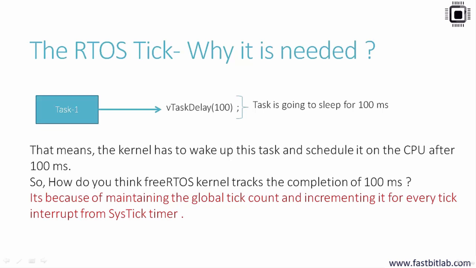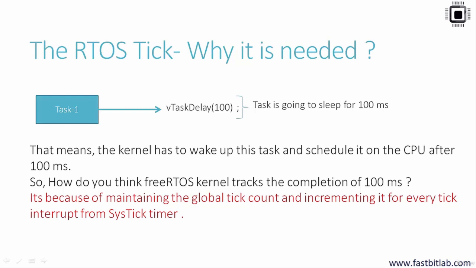And for that, there is one API called vTaskDelay. We'll explore more on this API later. But if you want to make your task sleep without consuming any CPU cycles, then you can use vTaskDelay, and you should send an argument for that, let's say 100. That means task 1 is made to sleep for 100 milliseconds. So now it's the duty of FreeRTOS to wake up this task after 100 milliseconds, isn't it? So how do you think FreeRTOS tracks the completion of 100 milliseconds?